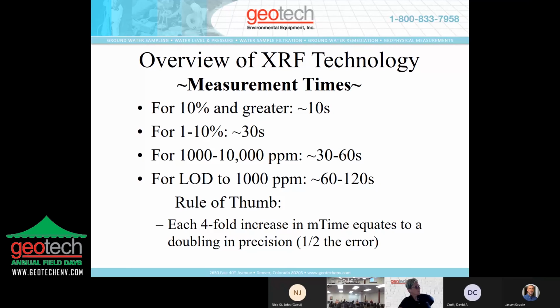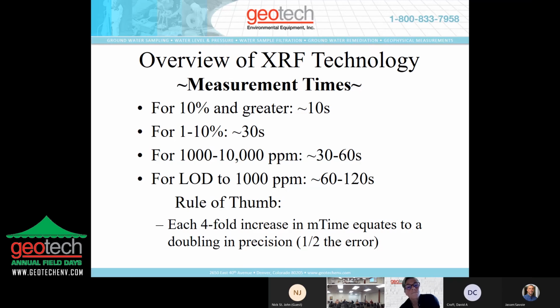A basic rule of thumb for measurement times with these handheld XRFs: if your elements are 10% or greater, you can get your analysis in about 10 seconds. If we're talking about a metal alloy with 10% of this, 40% copper, and 20% aluminum, you can get your answer in pretty quick time. A 10-second analysis will allow you to separate even some of the hardest alloys to separate.